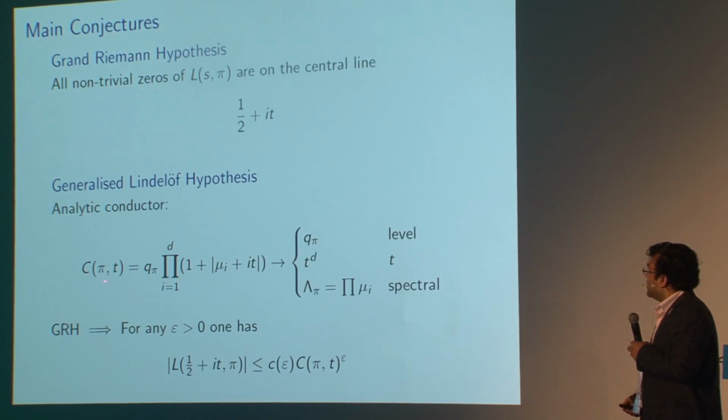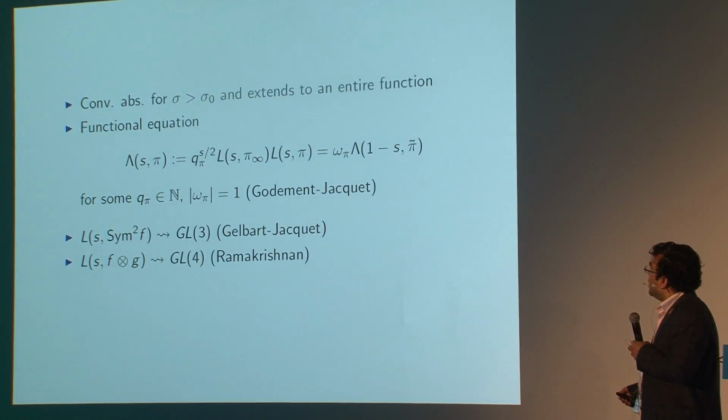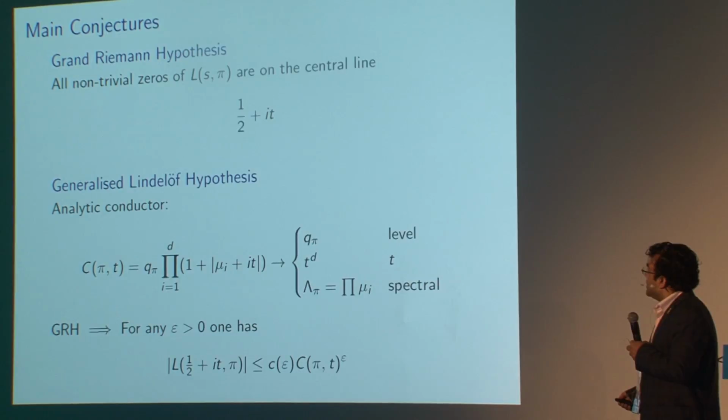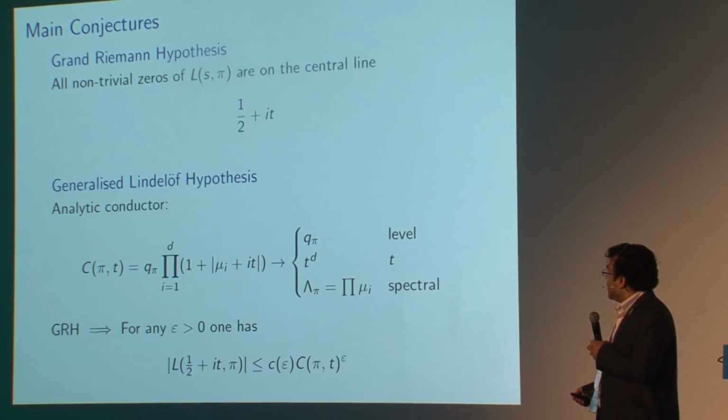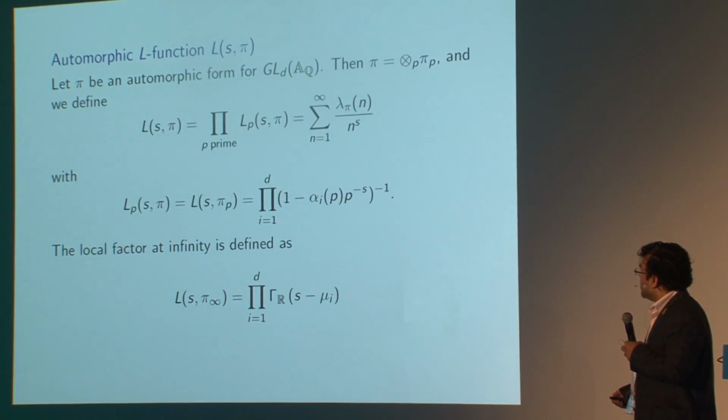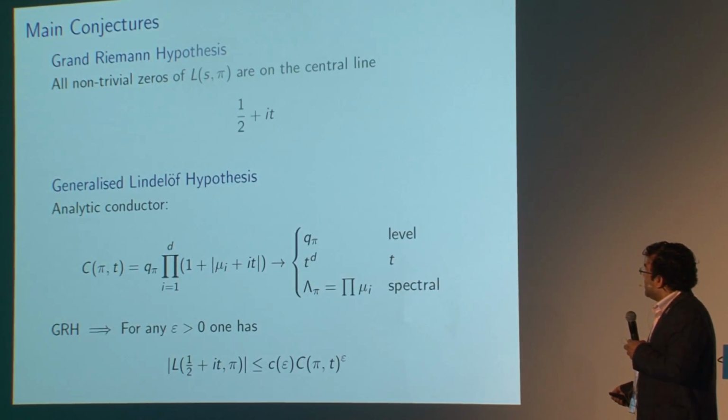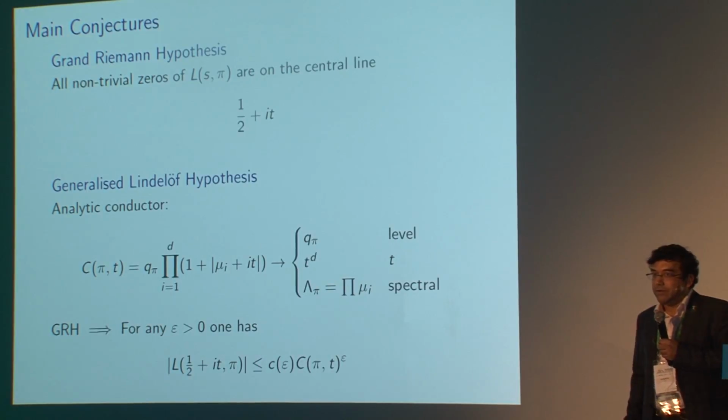It's called the analytic conductor. It's defined by this. So q_pi is the number which was appearing in the functional equation over here. So it's q_pi times this product of d many terms, where these mu_i's are the numbers which were appearing in the gamma factors. So that was like two slides back over here. These are the mu_i's, and t is the point where you are computing the L-function.